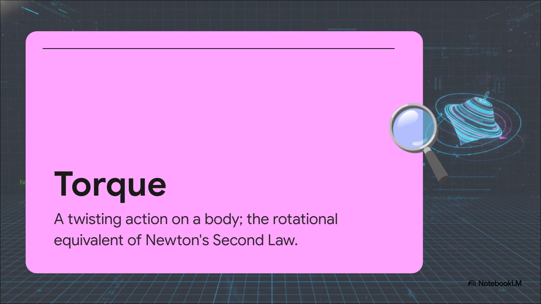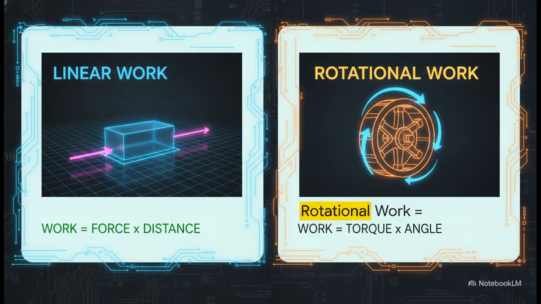To get maximum torque, you always want to apply your force as far from the axis of rotation as possible and perfectly perpendicular to it. And once you're applying a torque, you are doing work. Just as pushing a box across a floor requires linear work, force times distance, twisting a wheel requires rotational work. You simply multiply the torque by the angular displacement, the change in theta. This work directly changes the rotational kinetic energy of the object. It's amazing. Every single dynamic concept you know perfectly reflects right back into the spinning world.